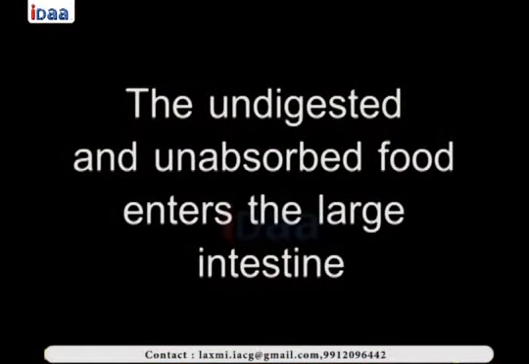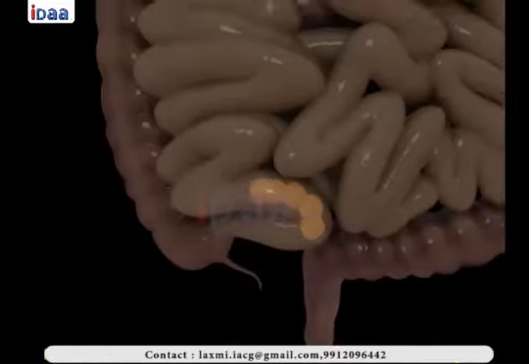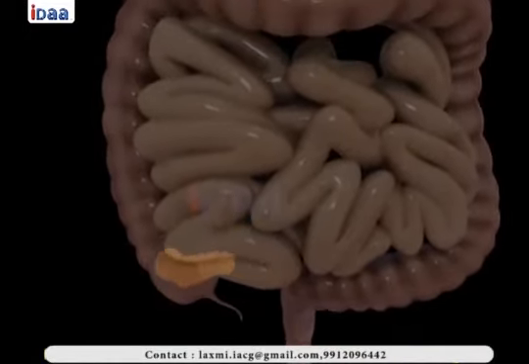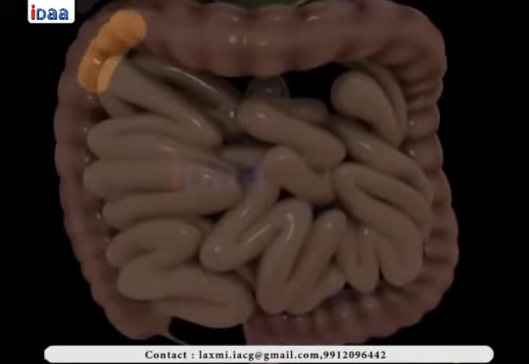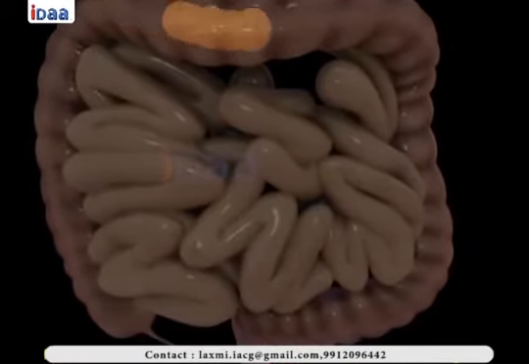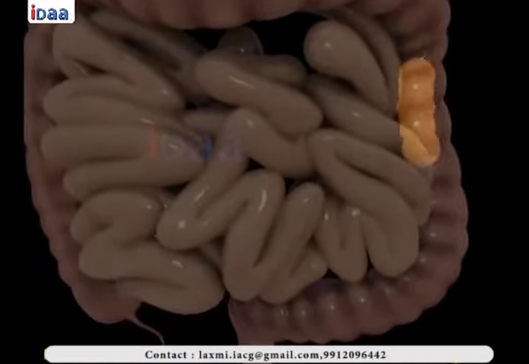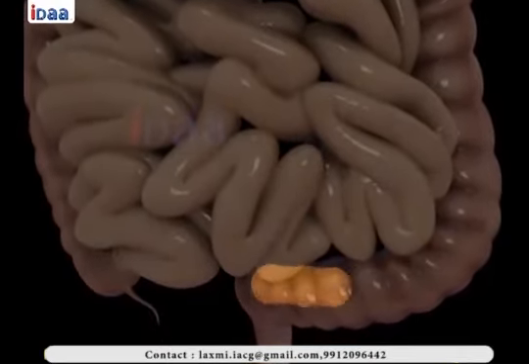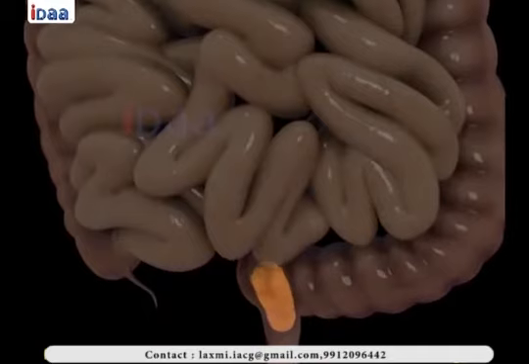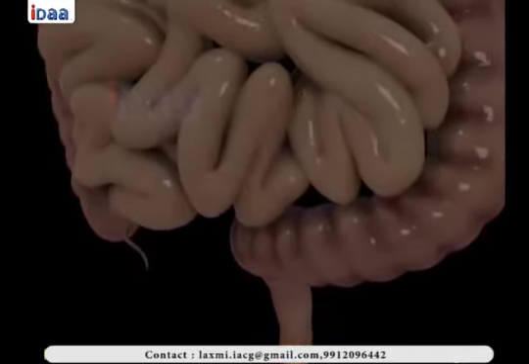The undigested and unabsorbed food enters the large intestine. Large intestine. The large intestine is wider than the small intestine and measures 1.5 meters in length. Once the undigested food enters the large intestine, it absorbs water and some salts from it and passes the remaining waste into the rectum. Here it remains as semi-solid feces. The fecal matter is removed through the anus. This is called egestion.